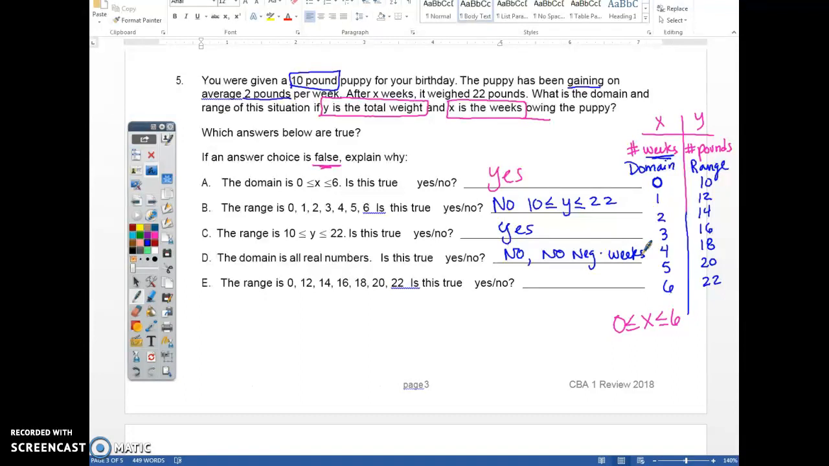And then E says that the range is 0, 12, 14, 16, 18, 20, 22. No, because we started at 10, right? Not 0. And he can grow in between the 10 pounds and the 12 pounds, right? 11 pounds and so forth and so on. So this is no, because there's in between numbers, and the puppy never weighed 0 pounds. Even when he was born, the puppy can't weigh 0 pounds, right?